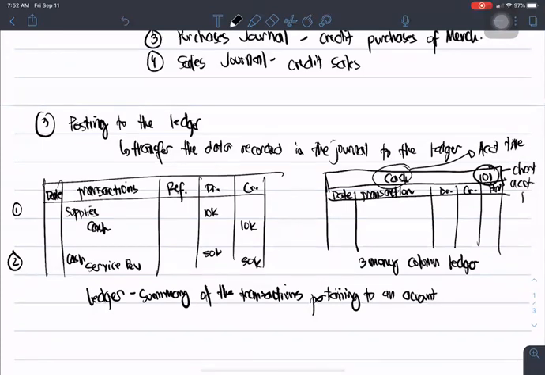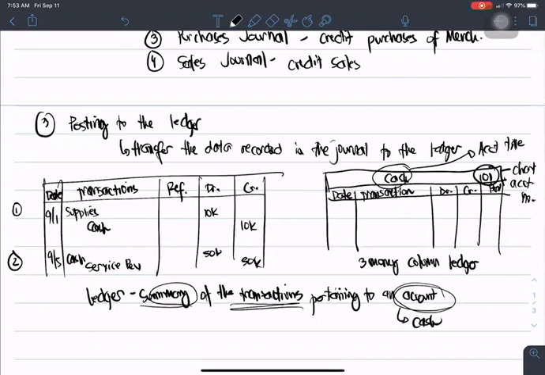Okay, so we have here different columns: date, transaction, debit, credit, and balance. Let's say the date here is 9/1 and this is 9/5. So we have here cash. When we say ledger, we summarize the transactions pertaining to an account. What is our account in this example? Our account in this example is cash. So in cash, we need to transfer everything that is recorded in the journal to the ledger pertaining to cash.